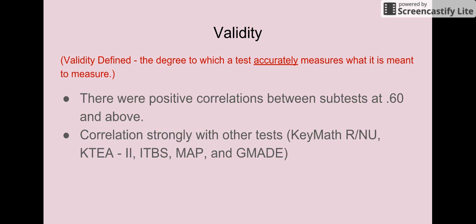When talking about validity, I just included a little definition here of validity. What is test validity? The degree to which a test accurately measures what it's meant to measure. And so this test measured the various subtests within the test and found positive correlations at 0.60 and above, which is considered strong. It also strongly correlated with other tests, other math tests of course: the KeyMath, the RNU, the KTEA-2, the ITBS, the MAP, and the G-MADE. So these are all tests that it correlated with strongly.